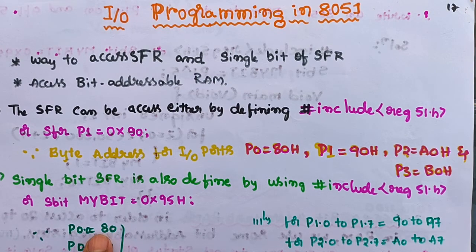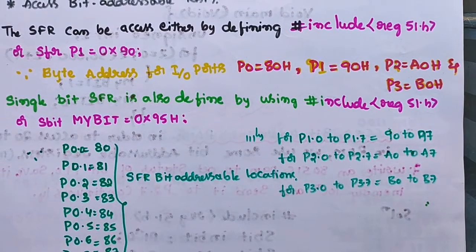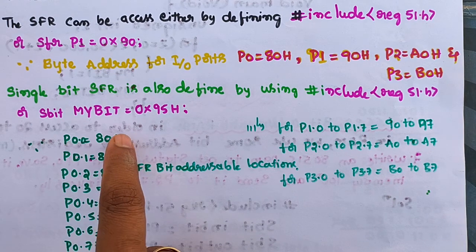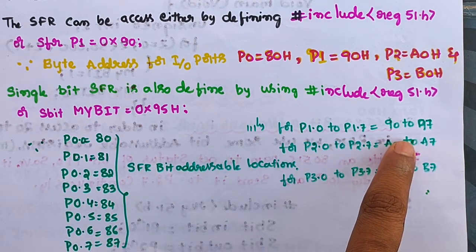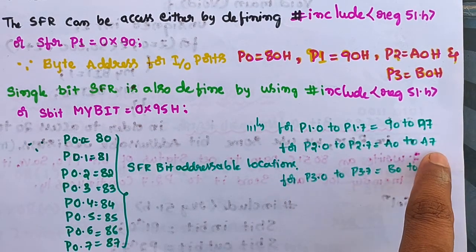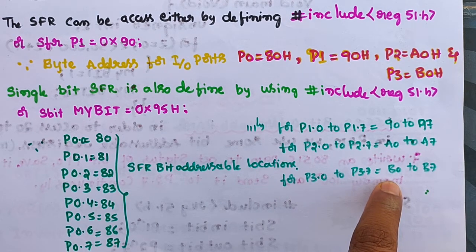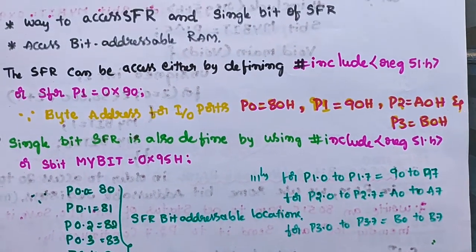So these are the different locations I already told you: P0.0 to P0.7, which occupies 8 different locations, that is 80 to 87. P1.0 to P1.7 goes up to 97, P2 is A0 to A7, and P3.0 to P3.7 is B0 to B7. So 8 different locations are consumed in data RAM for each port.